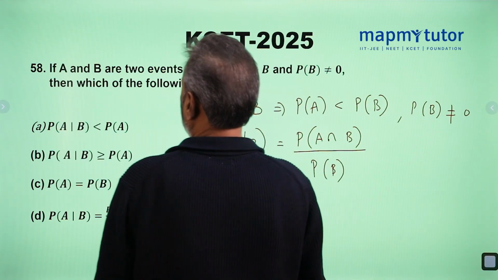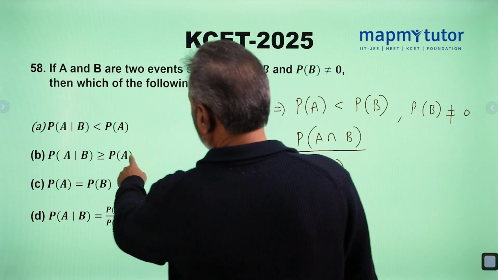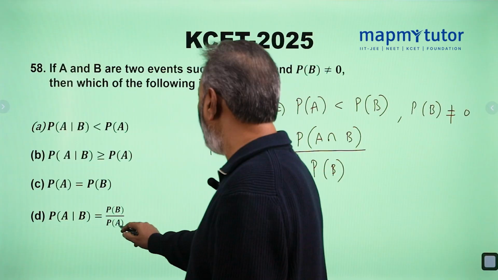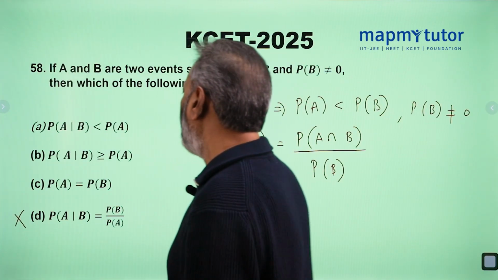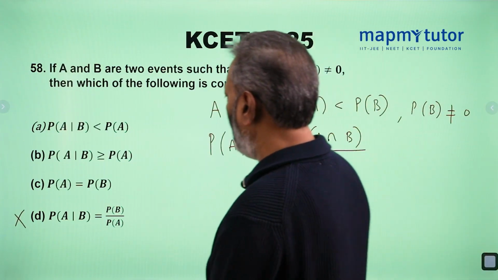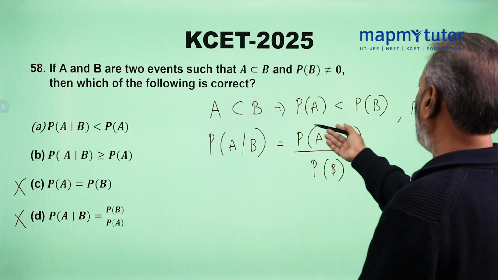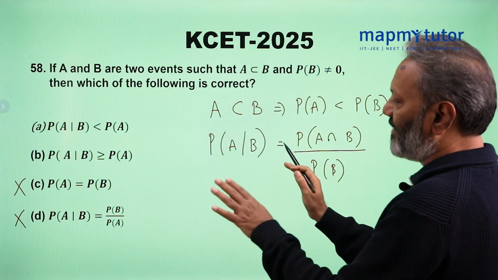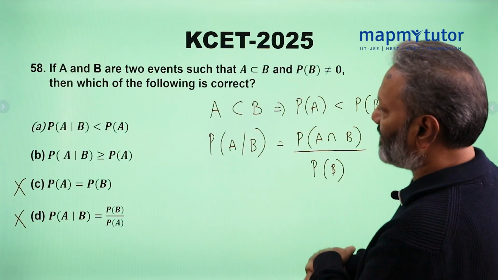Okay. Now, let me check. They are comparing P of A given B with P of A. And P of A given B is P of B by P of A, which is not correct. So, option D is meaningless. P of A equal to P of B? No, it is also not correct. I cannot say P of A and P of B are equal. See, already P of A is less than P of B, right? So, option C, no chance. Option D, no chance.